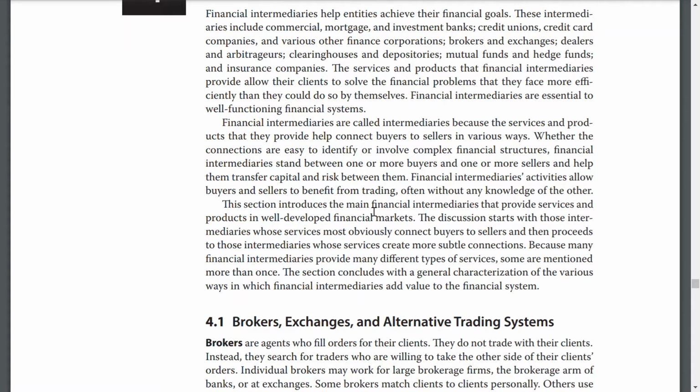Financial intermediaries allow buyers and sellers to benefit from the trade, often without any knowledge of the other.